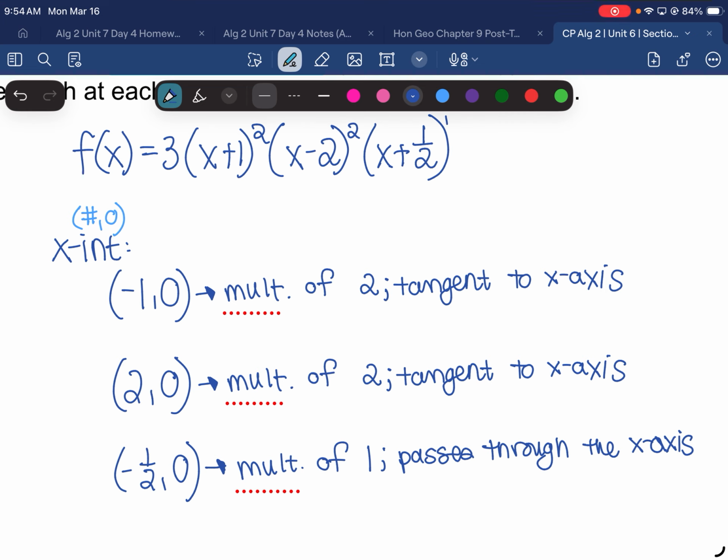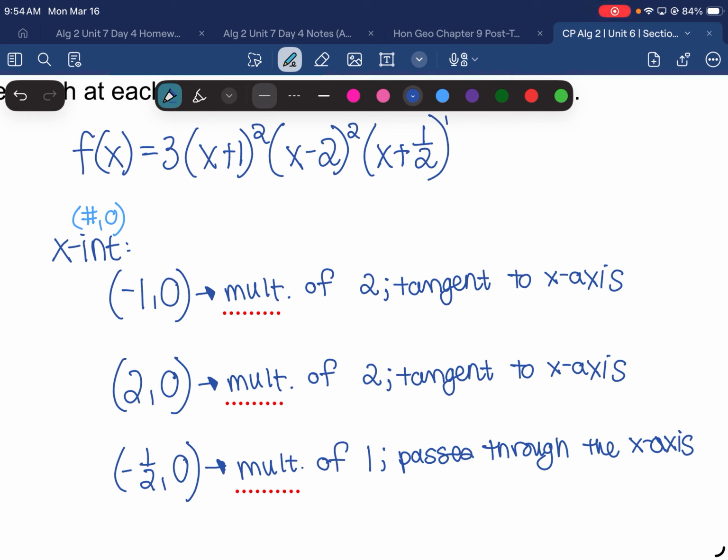Okay, so my last one says, what's the degree of the function? If you were to sit here and multiply it all out and put it in standard form, what would the highest exponent be? And how would you know that? I don't want you to do all that. Isabella, 5. How'd you get that? Because if you add 2 and 2 and 1. Yeah. Just add up all your exponents.